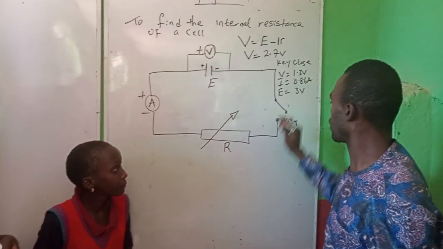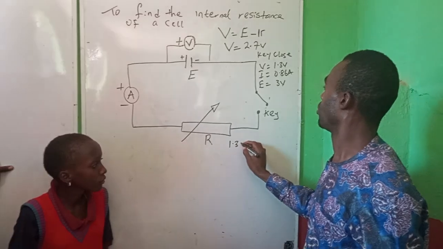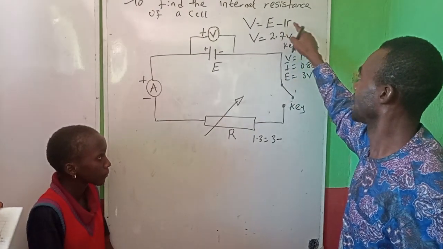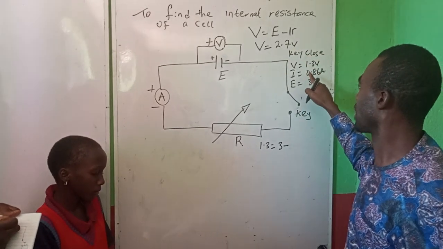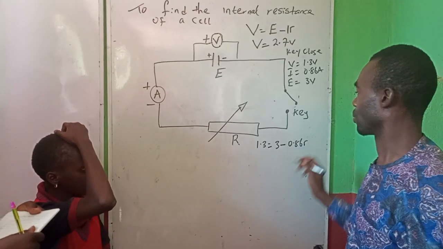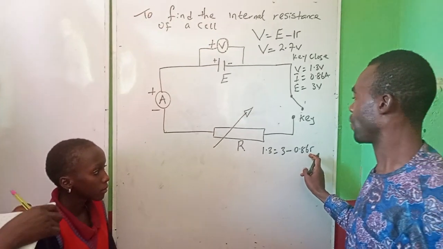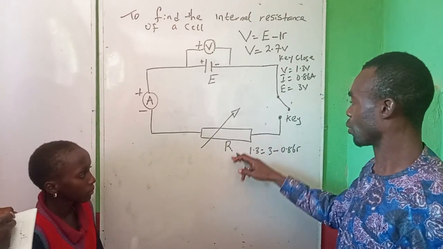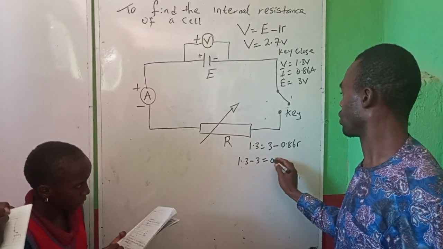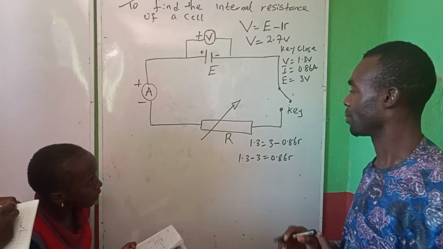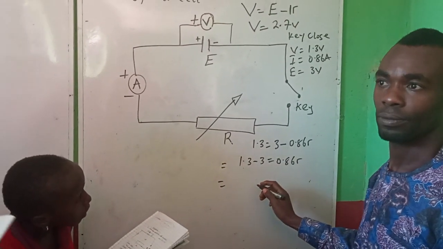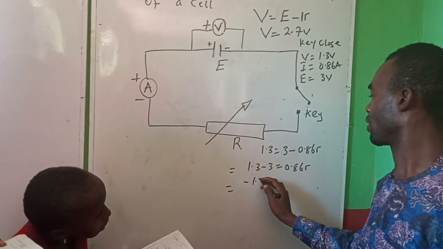My voltage is given to be 1.3, which is equal to 3 minus current times internal resistance. What is the current? 0.86 amp. Now I'm looking for R. Let 3 come to this side. I can now say 1.3 minus 3 is equal to minus 0.86 R. 1.3 minus 3 is what? Minus 1.7.